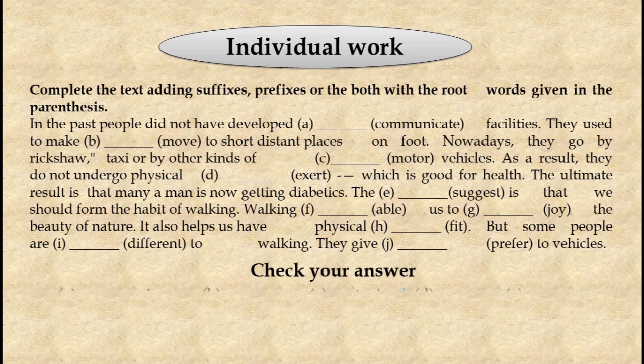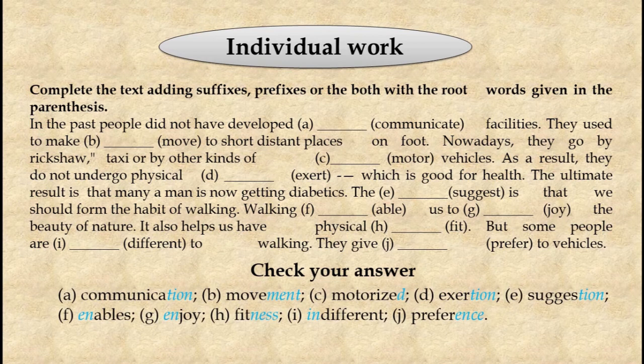Now check your answer. So number A, communicate will be communication and move will be movement. We have used here suffix. Number C, motorized. Number D, exertion. Number E, suggestion. And number F, enables. Here we have used prefix. Number G, enjoy. Number H, fitness. Here we have used suffix. Number I, indifferent. And number J, preference.